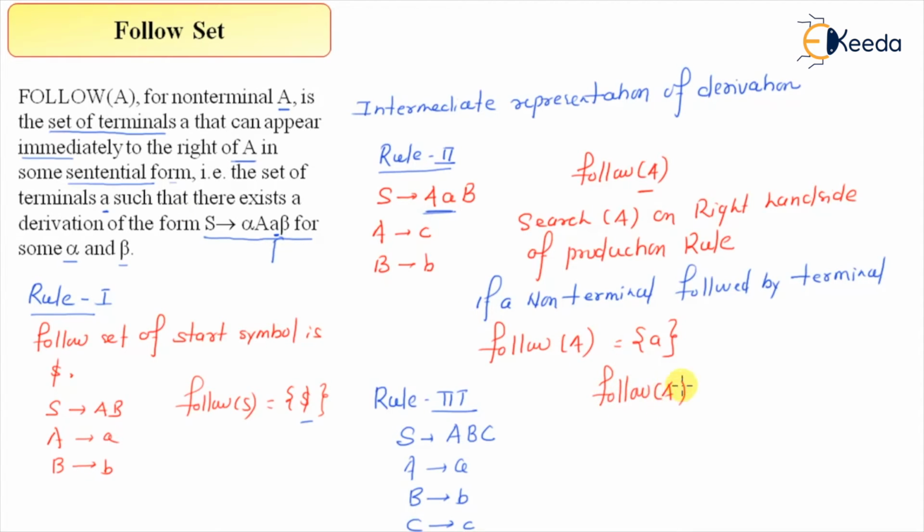Capital A. Okay, so follow of capital A, what is coming after A? So now there is a B, but B is not a terminal, it's a non-terminal. So follow of capital A should be computed from whatever B will derive, and I can write follow of capital A is equal to, what should I write? First of capital B.